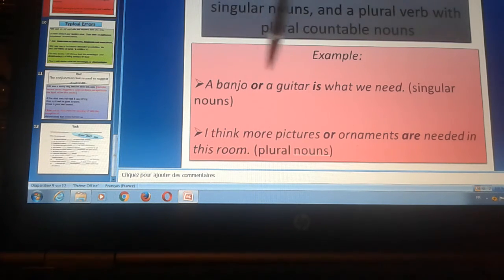So or connects two singular nouns, banjo and guitar. That's why we use the verb to be is here. I'm not going to put are here. Even though we have two nouns, it doesn't mean that we are going to use the plural, because we have here the conjunction or. Now let's take the next example.